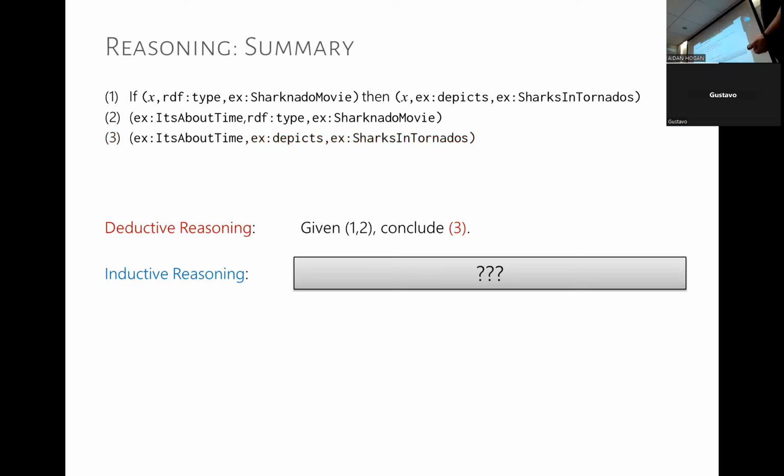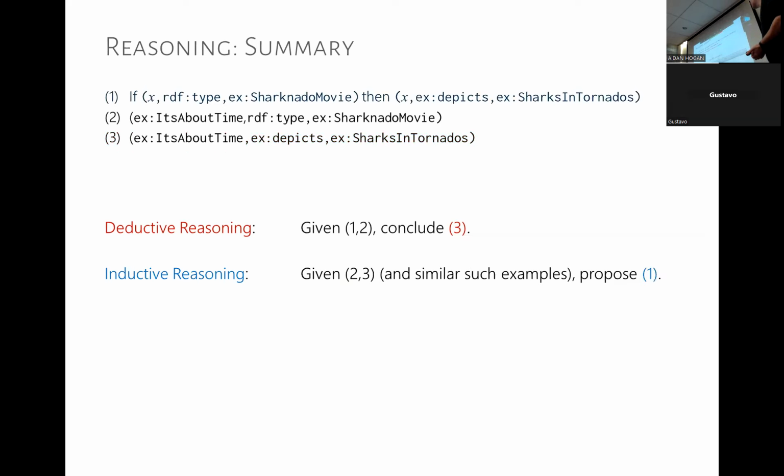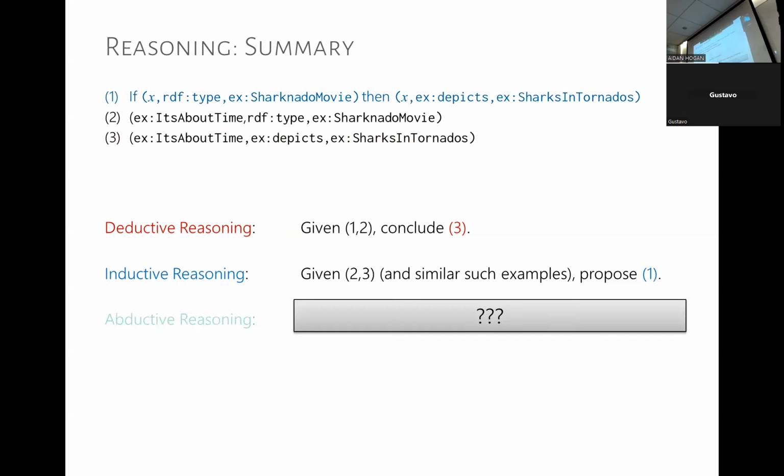So in the inductive reasoning case, given 2 and 3 and lots of similar examples, if we see that in our data, every time something is a Sharknado movie, it depicts sharks in tornadoes, then we can propose this more general rule and apply it to unseen data. And abductive reasoning, you could probably guess. Anyone want to guess?